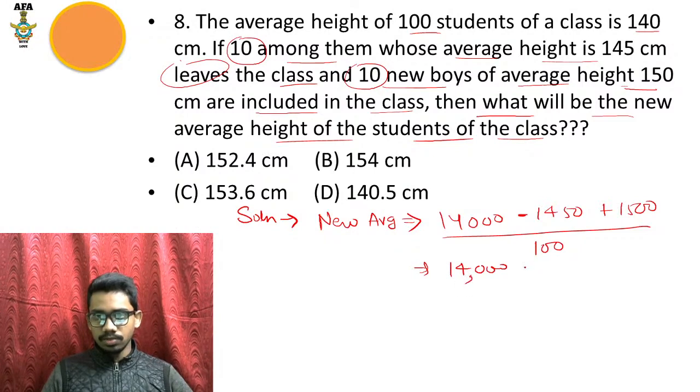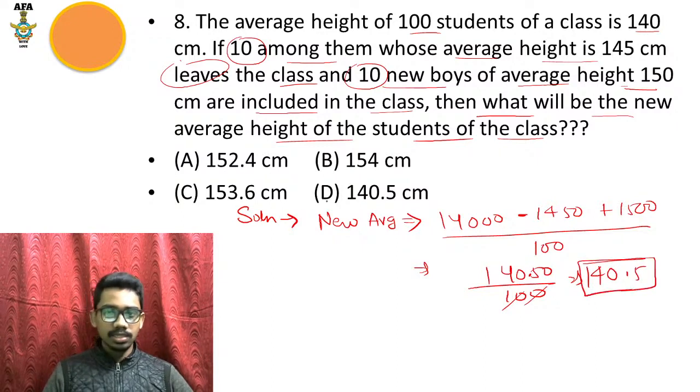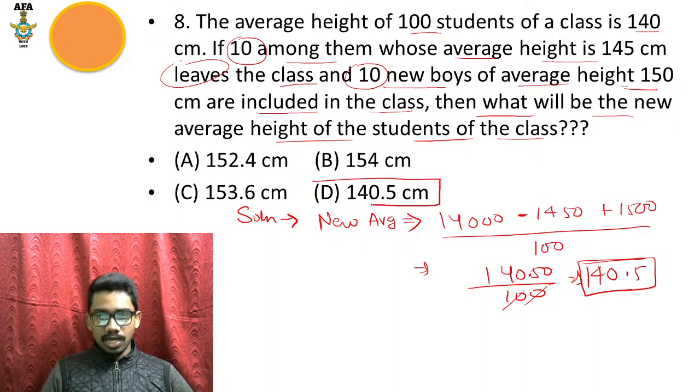So this will be 14,000 minus 1450 plus 1500, so I am simply writing here 14050 divided by 100. If you cancel these values, the point will come over here. This will be 140.5, the correct answer. So the correct answer is answer option D.